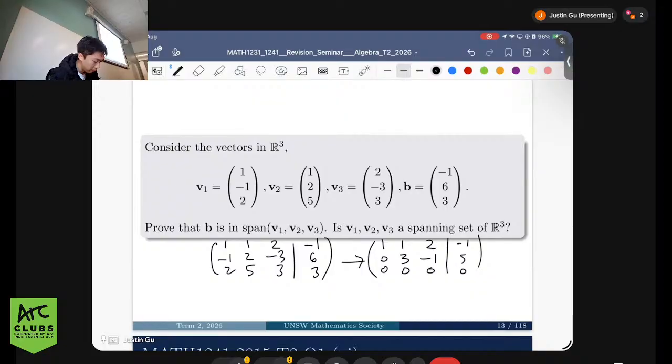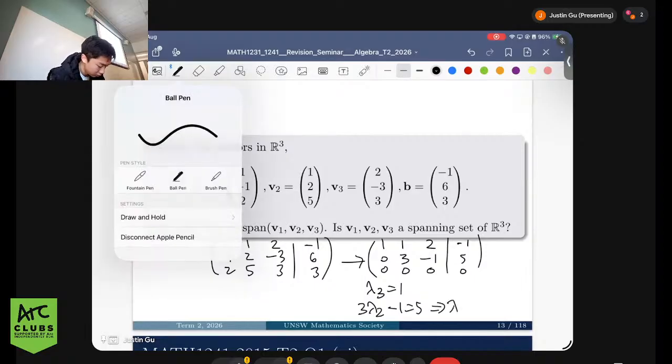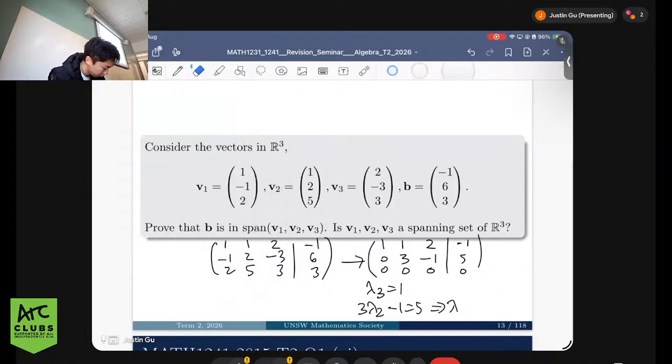In this case, the system is consistent, right? And then we can find a solution. Take a look, we have a free variable, so we can let lambda 3 equal 1. In that case, 3 lambda 2 minus 1 equals 5, which means lambda 2 equals 2.